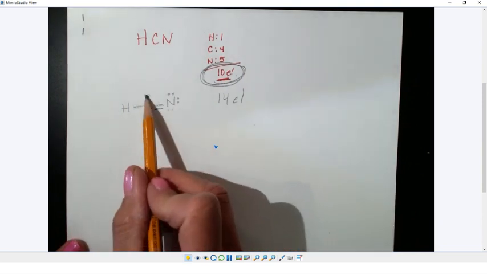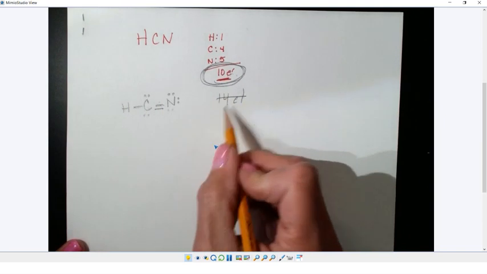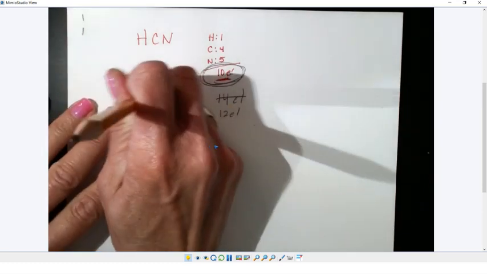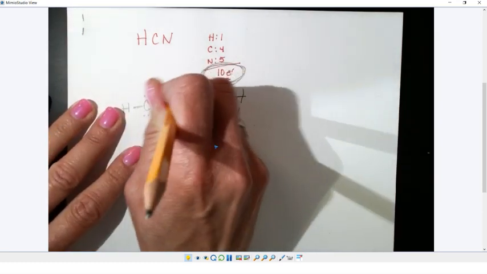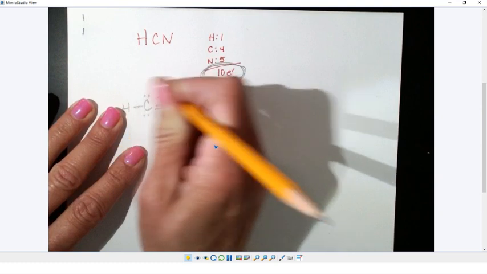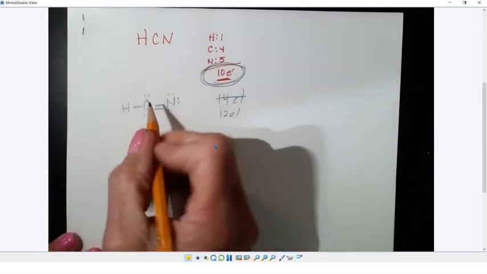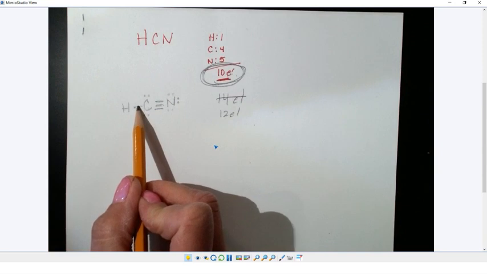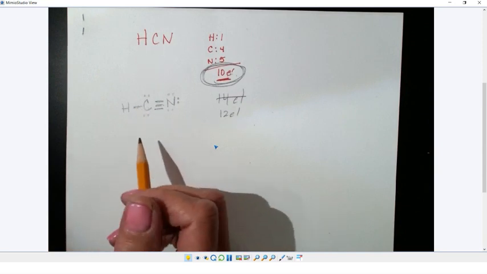So 2, 4, 6, 8, 10, and 12. So right now, if I leave a structure like this, I've got 12 electrons, and really I have to have 10. So then I have to go one step further. Get rid of my double bond, and let's make it a triple bond. Okay? So I'm going to get rid of a pair of electrons here, and a pair of electrons here. And I'm going to add a triple bond. I can't ever add a double or a triple bond here because hydrogen can only have 2 electrons.